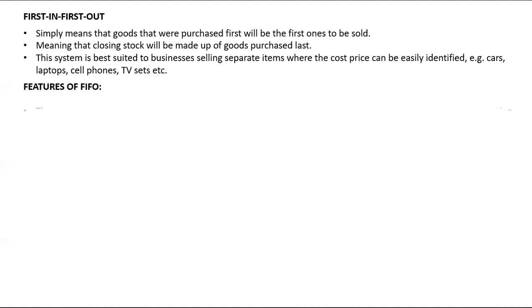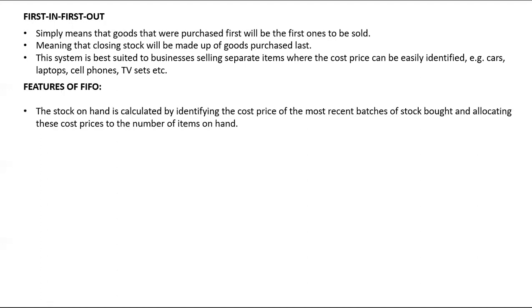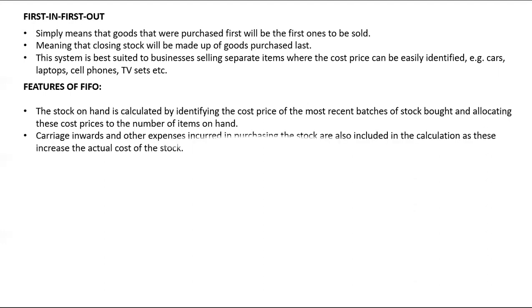Now, these are the features of first in, first out. The stock on hand is calculated by identifying the cost price of the most recent batches of stock bought and allocating these cost prices to the number of items on hand. Carriage inwards and other expenses. Remember, carriage inwards is simply transportation costs that you incur to transport your stock to the warehouse, and other expenses that we incur in purchasing the stock are also included in the calculation as these increase the actual cost of the stock. Stores which carry stock with a limited shelf life might prefer this method.